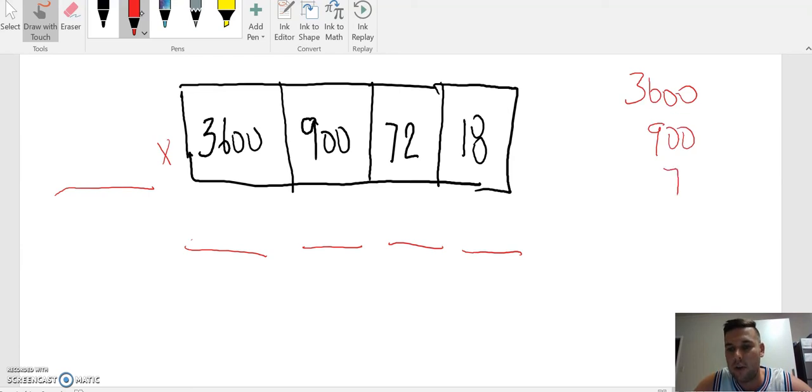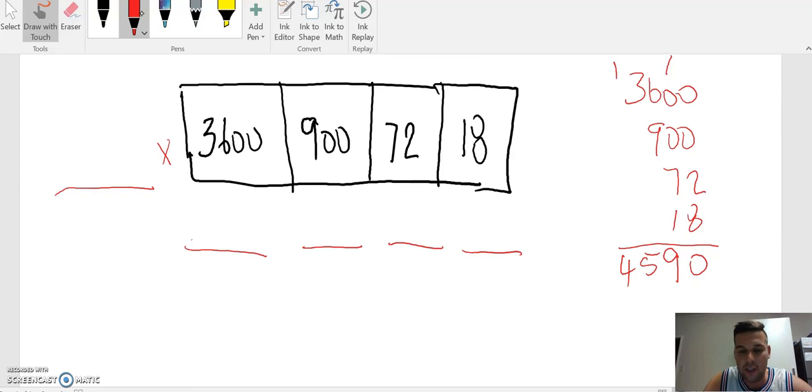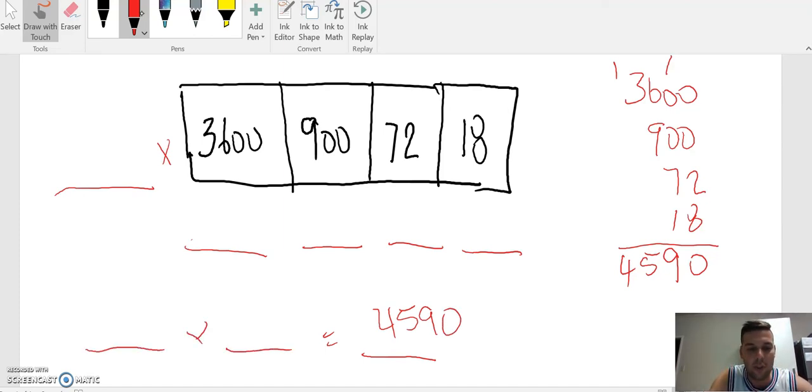So 3,600 plus 900 plus 72 plus 18. 18 plus 72 is 90, carry the 9. 9 plus 6 is 15, carry the 1. So our final answer must equal 4,590. Your job for homework, boys, is to work out what the rest of those missing numbers are, and we'll check in class.